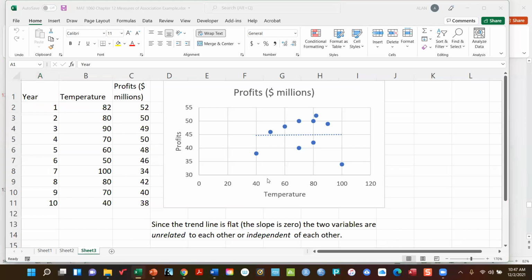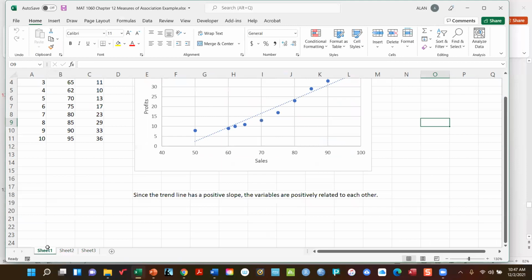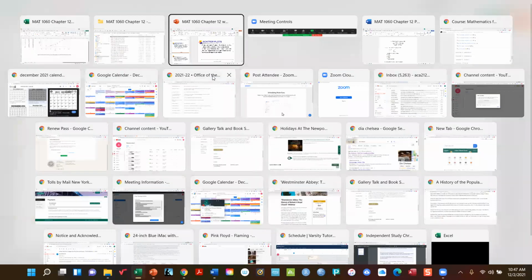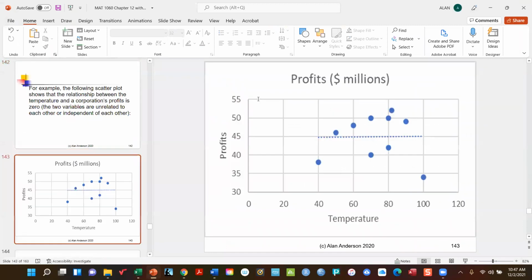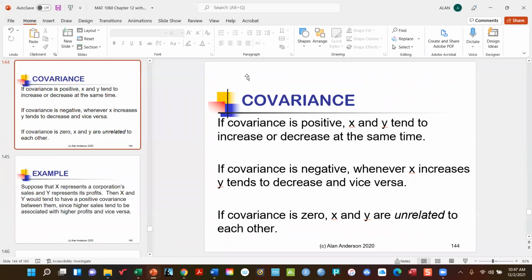Now, what we're trying to do here is actually capture or assign a number that explains what we're seeing here. Okay, that's what these measures are all about. So we'll start with the covariance.